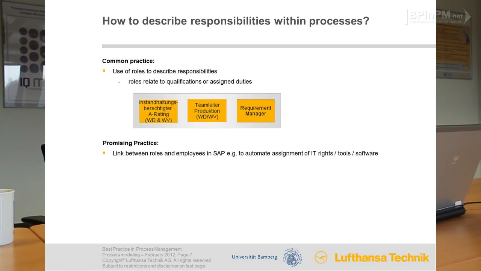What common practices did we have? Everyone seems to use roles to describe responsibilities. Doesn't matter if they're using EPCs or BPMN, everybody used roles and assigned these roles to the activities. And the roles are, of course, I guess, linked to qualifications or duties. There was also one example where they linked the process management system to the SAP to automatically assign IT rights, for example, to the employees. So a connection between the two systems. That was somehow promising for us.